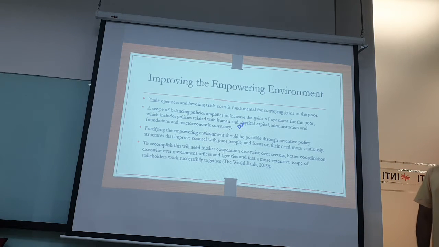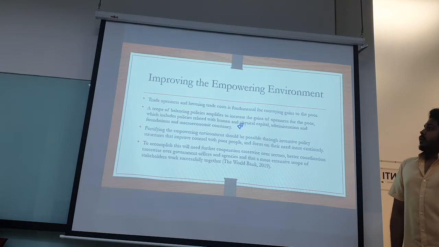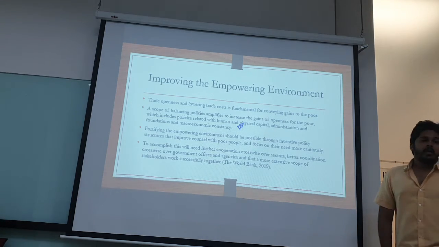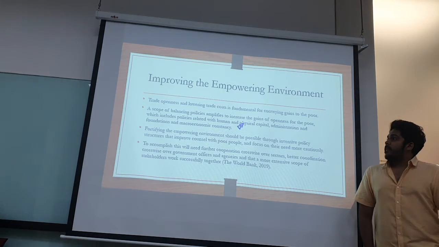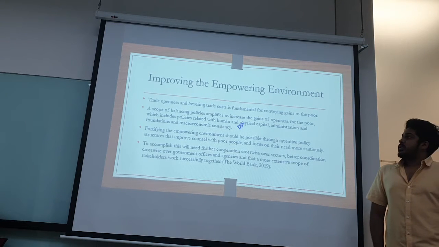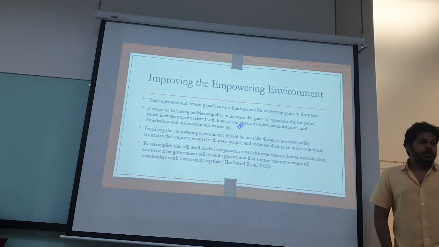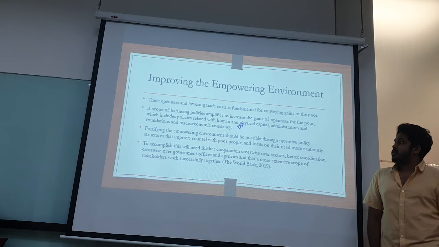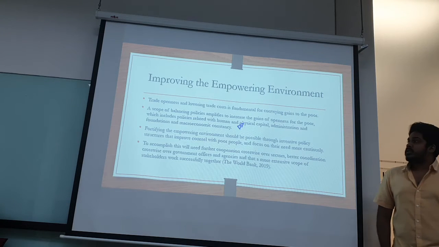Another way to reduce poverty is by improving the empowering environment. Trade openness and lowering trade costs is fundamental for helping the poor. This is a major benefit for poor people in rural places. A scope of balancing policies amplifies the gains of openness for the poor, which includes policies related to human and physical capital, administration and infrastructure, and also macroeconomic stability.